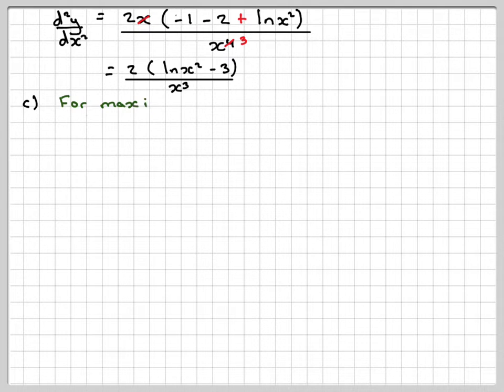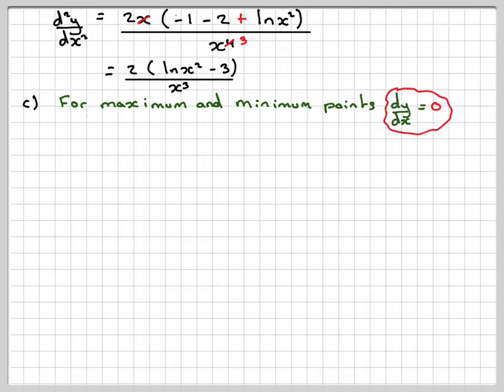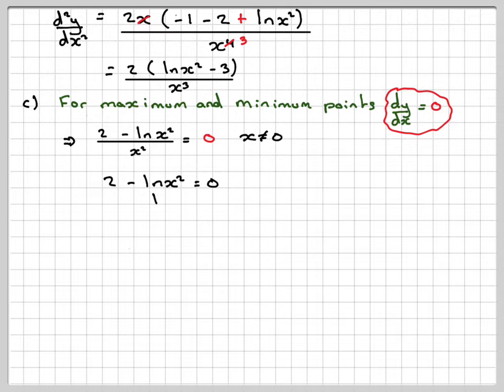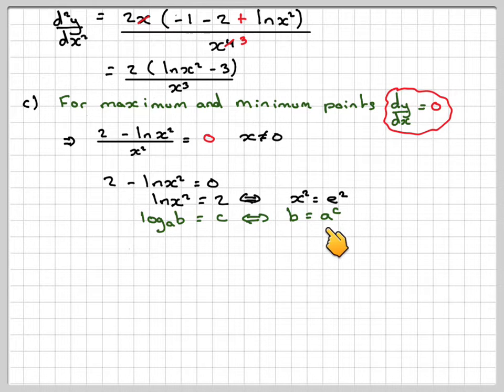Right, for maximum, minimum points or stationary points, we will put the first derivative equal to 0. So that means that 2 minus ln of x squared over x squared is equal to 0. Now, the x squared can't be equal to 0, so we'll just check this bit here. So we've got 2 minus ln of x squared is equal to 0, which gives ln of x squared is equal to 2. Using log to the base a of b is equal to c gives b is equal to a to the c. We're going to get x squared is equal to e squared.